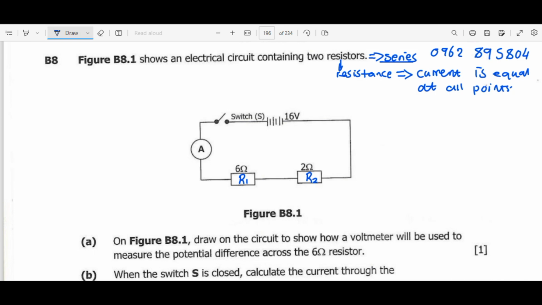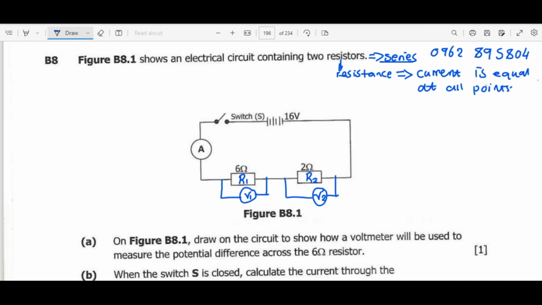Now if current is equal at all points, what of voltage? Voltage differs. Voltage depends on the resistance that we have. For example, the voltage at this point will not be equal to the voltage at this point. So voltage in a series differs. So we'll consider this one as voltage 1, then you have voltage 2 here. Now let's look at the first question.